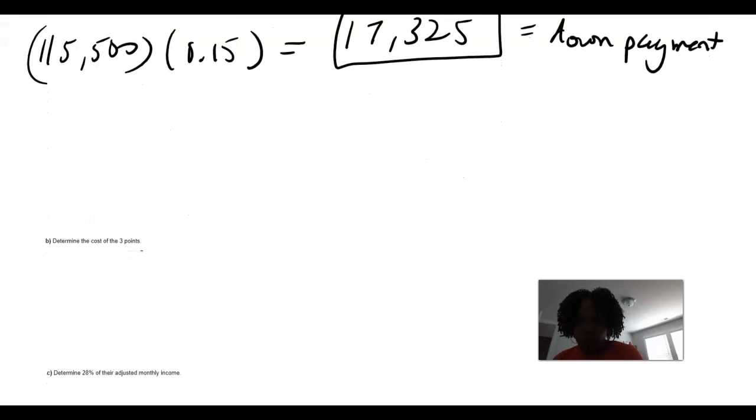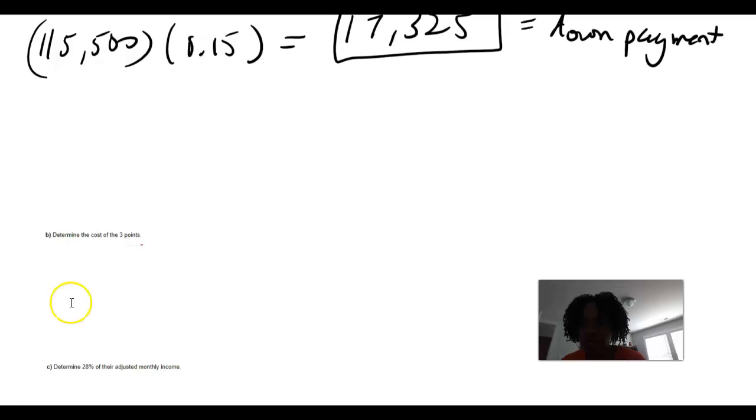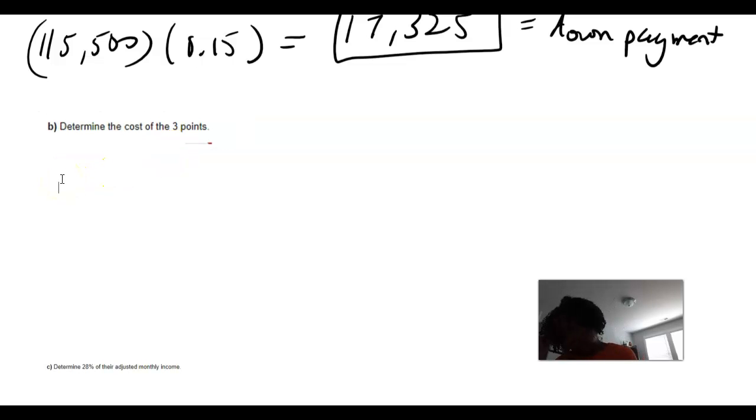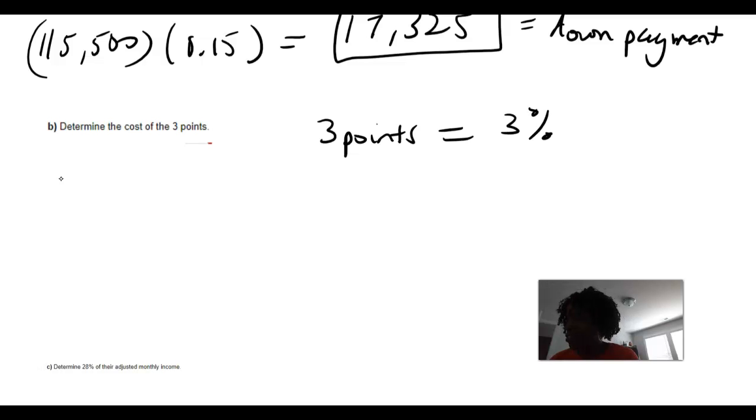All right, now we'll move on to part B. Part B says determine the cost of the 3 points. So 3 points towards a mortgage are the same as interest. So 3 points is the equivalent of 3% in interest, and 3% as a decimal is 0.03. So if we want to find the points, we need to find 3% of the amount that they're going to borrow.